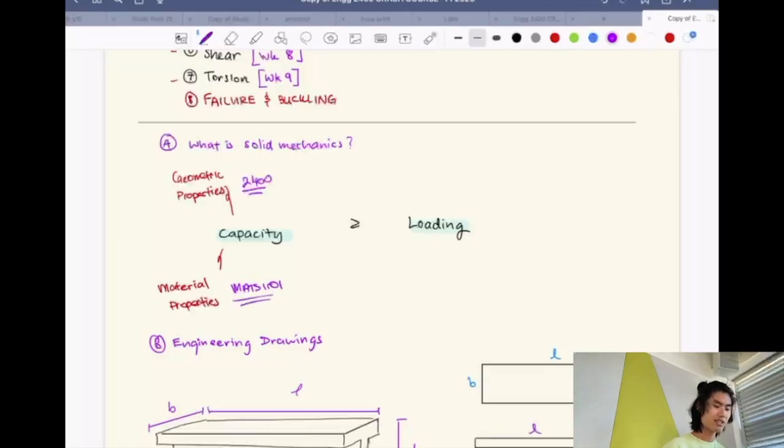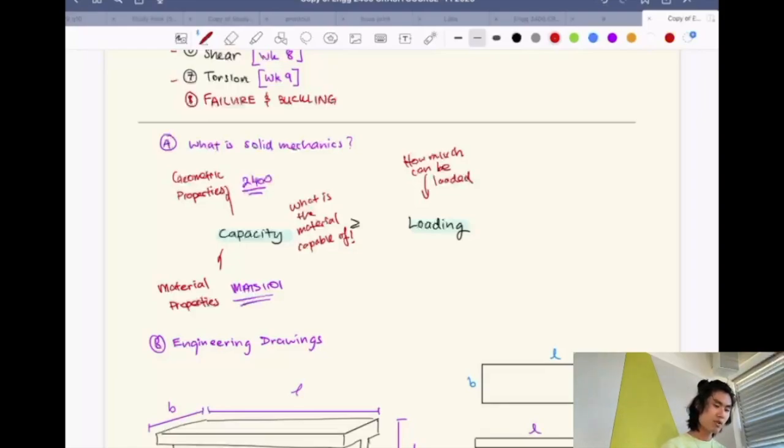This is just a chemical engineering and material science course. If you did it in term 3 last year, it will make a bit more sense. So that's more about what the material is capable of. And then loading is going to be how much can be loaded.